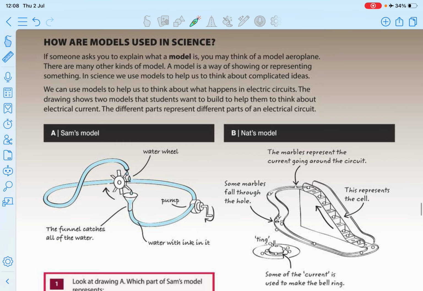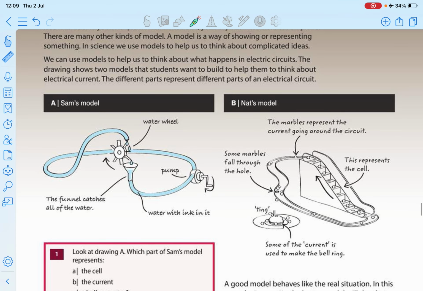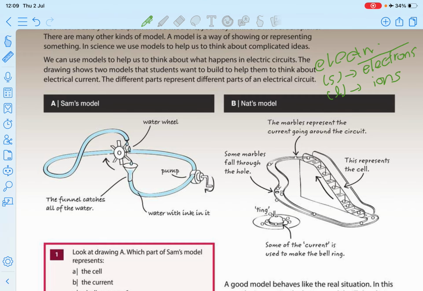That's it. And the models in science, we use some models to express something or show something that we cannot see. Can you see electricity being transferred? No. There is an additional point. If we need to transfer electricity in a solid medium, there should be electrons. This is additional knowledge for you. If it is a liquid or aqueous, there should be ions. These are the things that carry the current.